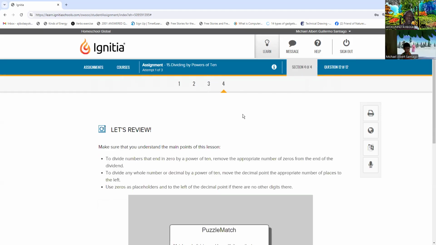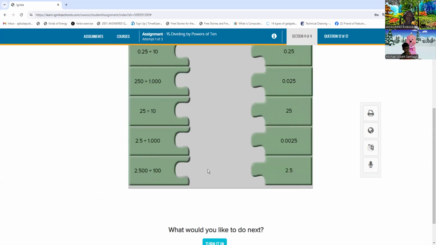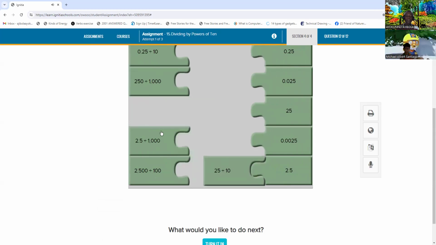So let's go to the next session before we do anything. Which one is going to be 2.5? That is 25 divided by 10, okay? Yeah. Then which one is going to be 0.25?